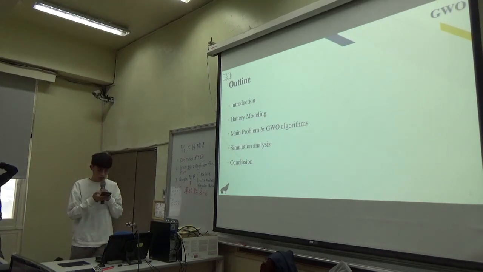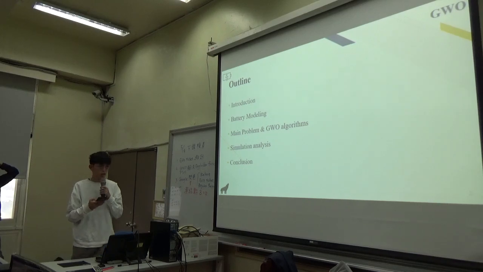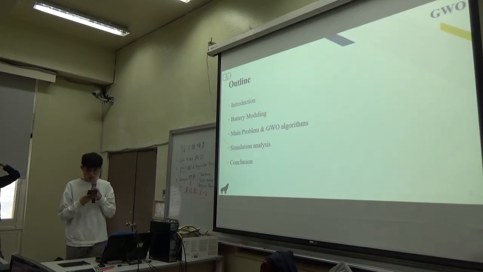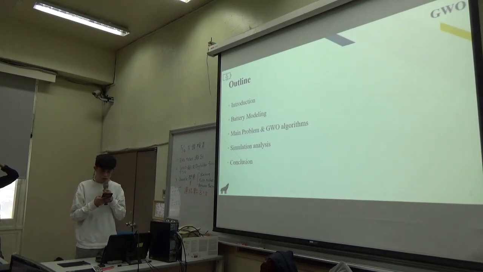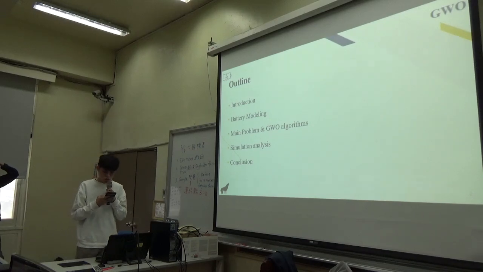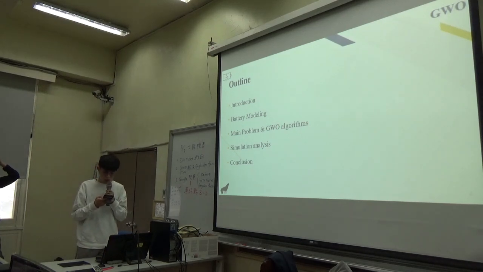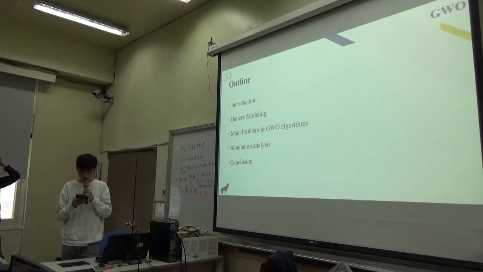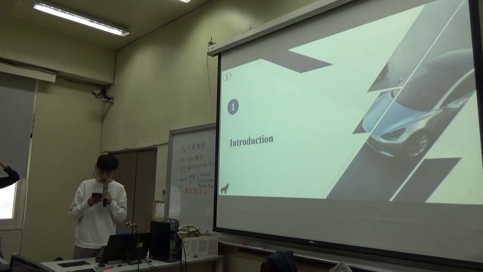This is our outline. We will start with the introduction and introduce battery modeling. Next, we will show what main problem the paper discovered and how they use the GWO algorithm to solve this problem. The fourth one is simulation analysis, where we will show their experiment results. And the last one is the conclusion. Okay, let's start with the introduction.